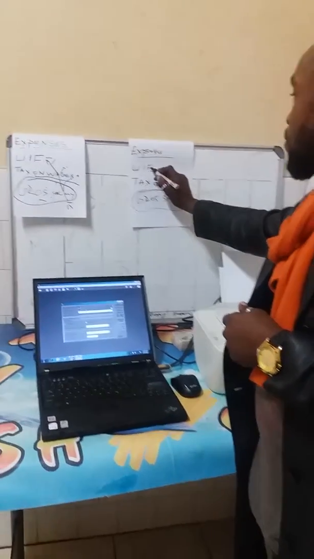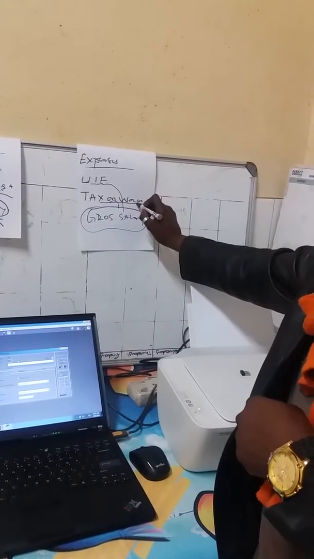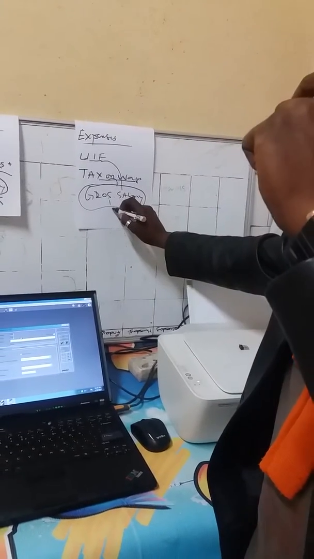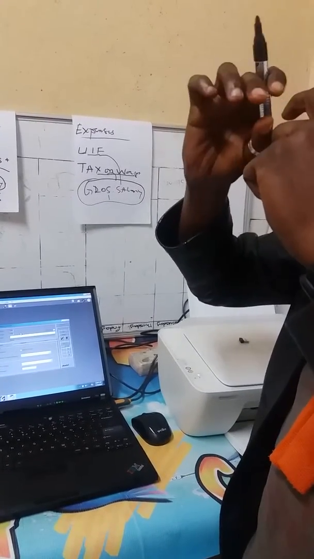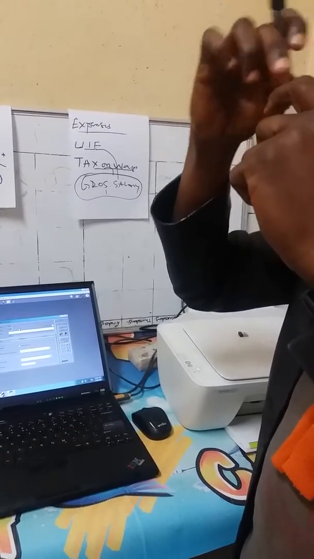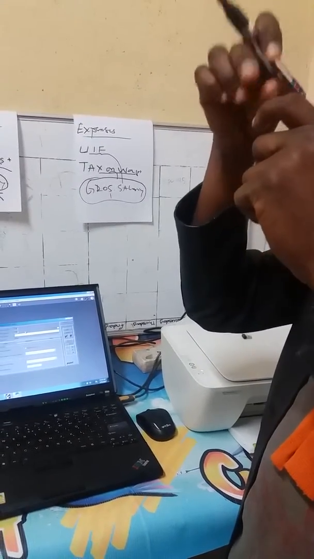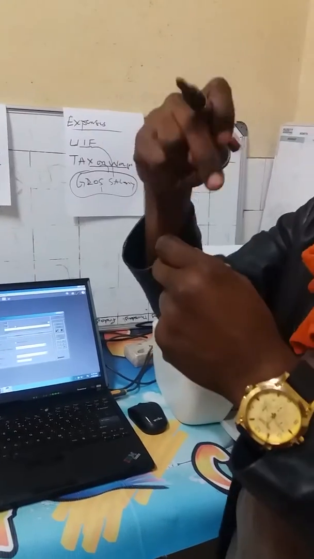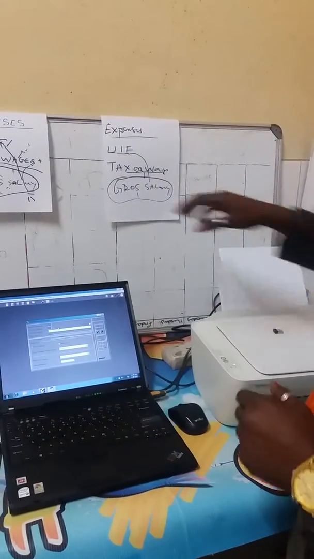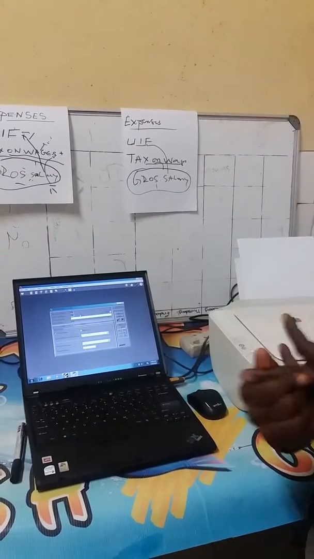So do you know what the UIF is? There's the UIF and the tax on wages. They both come from gross salaries. The owner of the company is going to deduct the UIF money and the tax on wages from the gross salaries. So the first thing we need to do is open the gross salaries account, the UIF account and the tax on wages account.